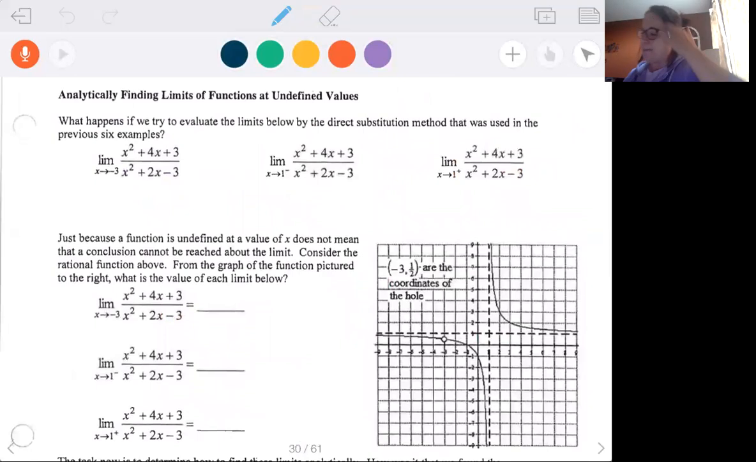So this is what happens if we try to evaluate the limits below by direct substitution. All right, so as I approach negative 3, I'm going to look here and see if the same thing happens. It's the first time I've looked at these notes. For all of these, if you directly plugged it in just to save yourself some time. On this first one, when I square negative 3, I get 9 minus 12 and then plus 3. On the bottom, I get 9 minus 6 and then minus 3. You'll notice both of those are going to 0.